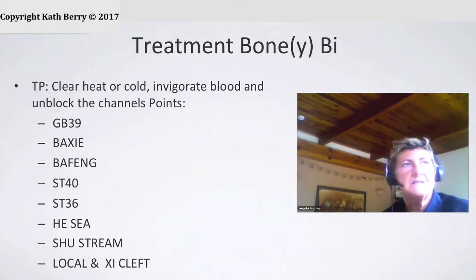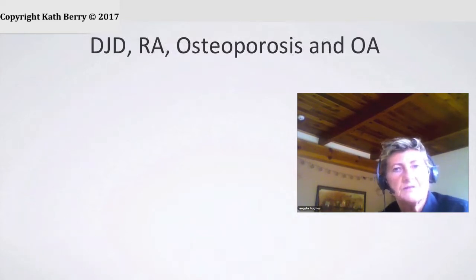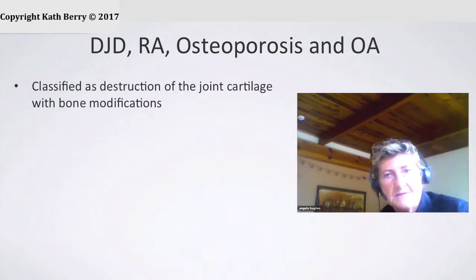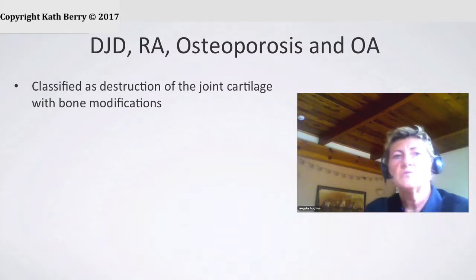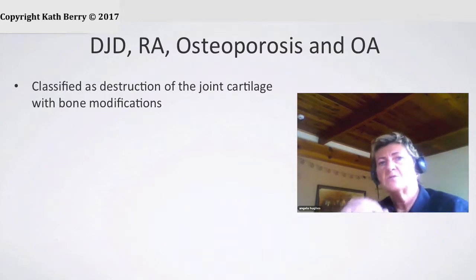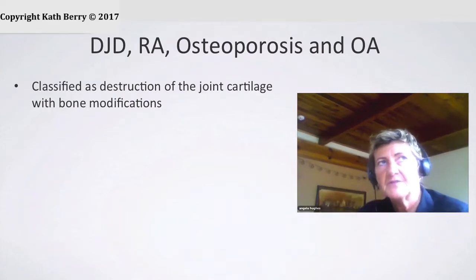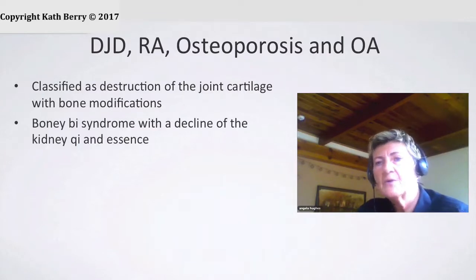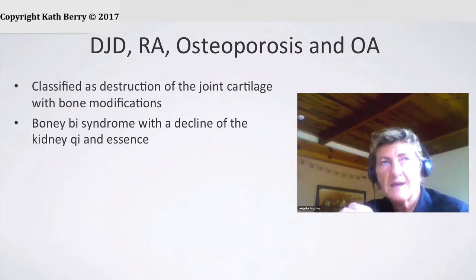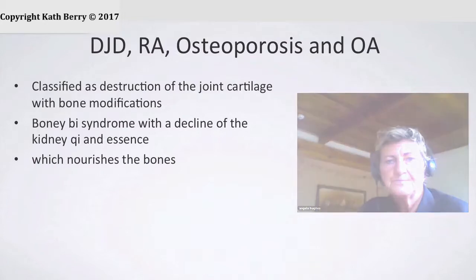So DJD, rheumatoid arthritis, osteoarthritis, osteoporosis, these are all classified as bony Bi syndrome, where there's an actual destruction or an actual structural change in the joint cartilage, or some people say they looked on an x-ray, there wasn't any cartilage left at all. Any kind of bone modification with some pre-existing kidney deficiency would qualify this to be diagnosed as a bony Bi syndrome.